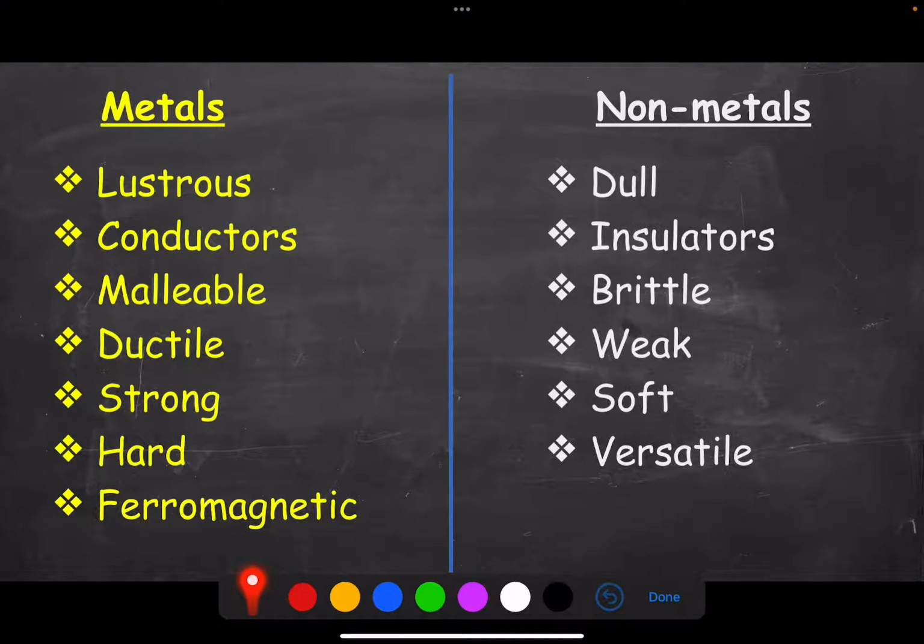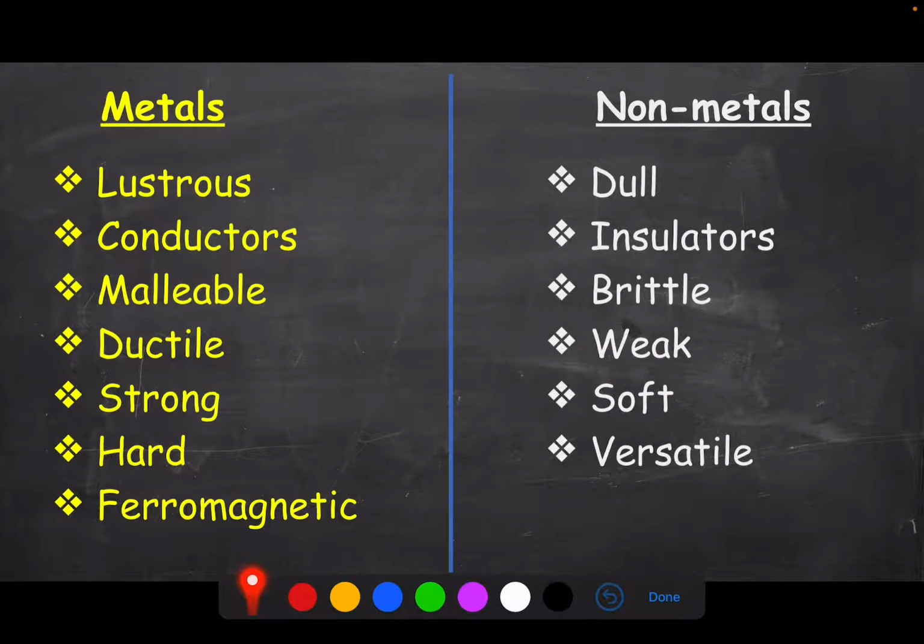All right, I've summarized those properties in this table form, and I've added the non-metals here on the right. So if you compare them, you can see metals are lustrous, they're good conductors, they're malleable, they're ductile, they're strong, they're hard, they're ferromagnetic, whereas non-metals are pretty much the opposite of that. They're dull, they're insulators, brittle. I mean, brittle is the opposite of tough, right? The non-metals break easily. They're weak. They can't support as much stress or weight as metals.